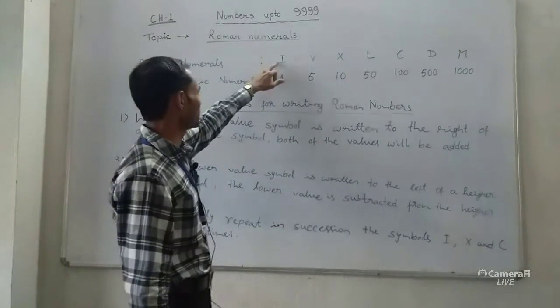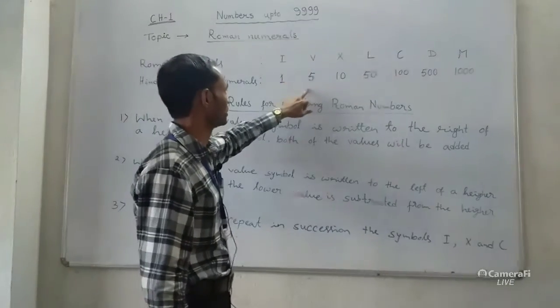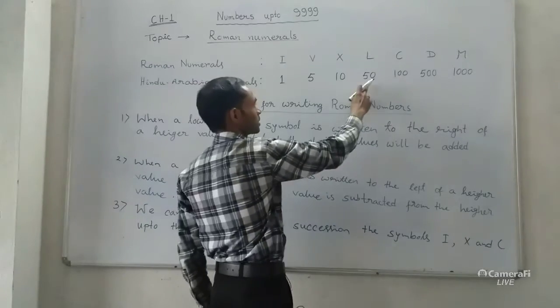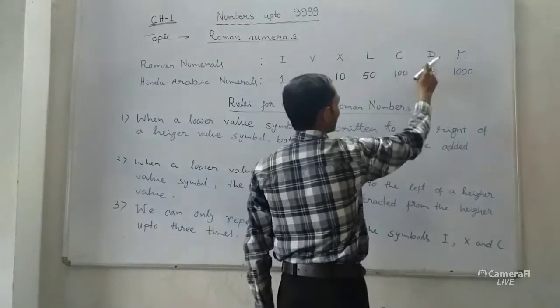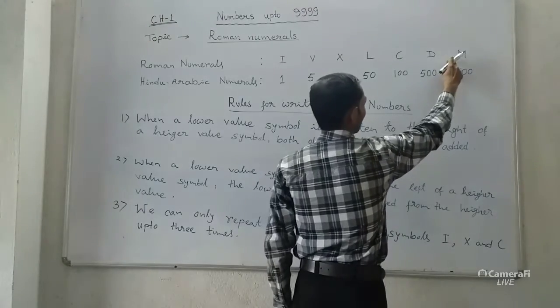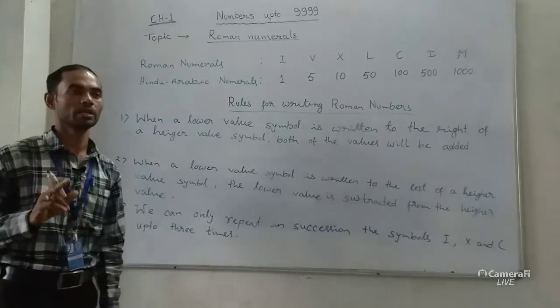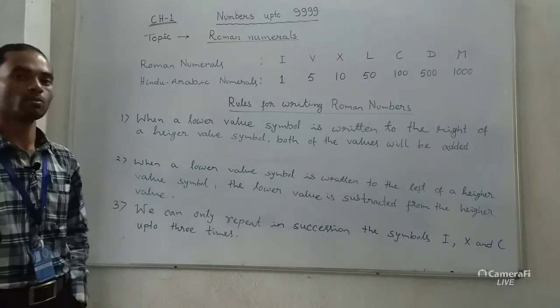Here I represents 1 in Hindu-Arabic, V means 5, X means 10, L means 50, C 100, D 500 and M 1000. These symbols we have to first remember, keep in our mind, to represent a number in Roman numerals.